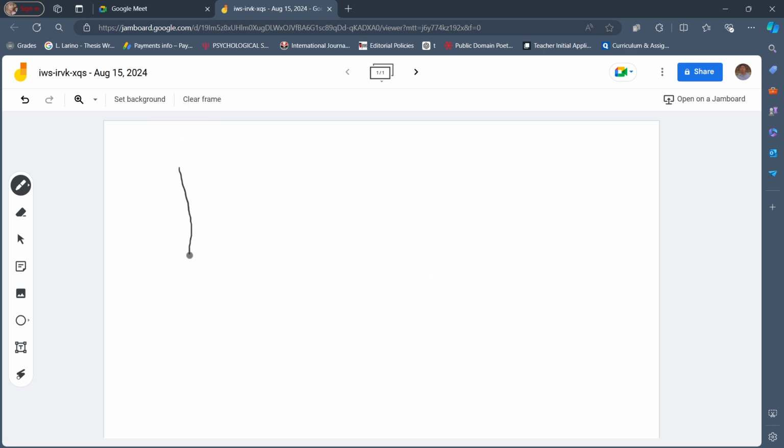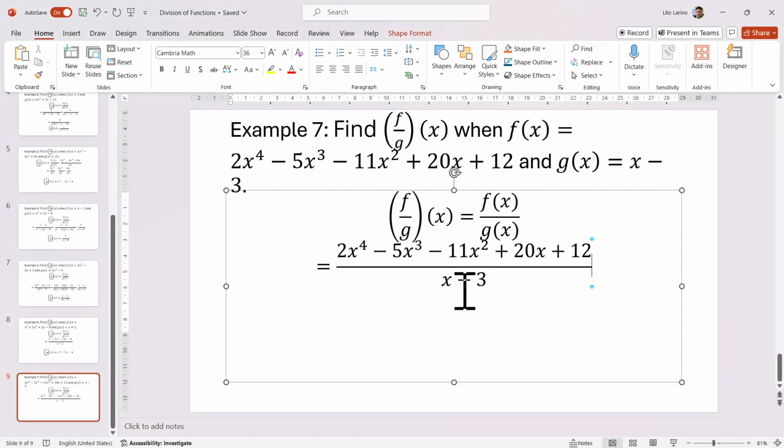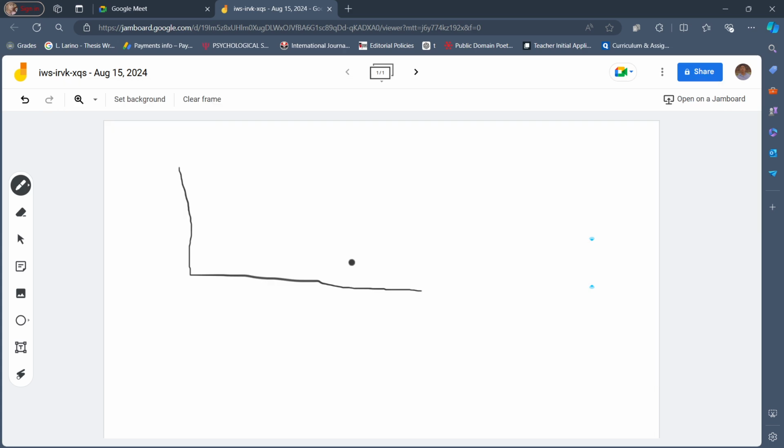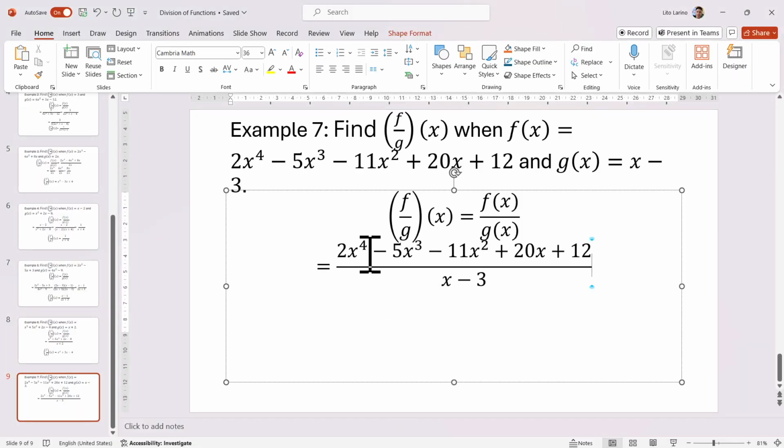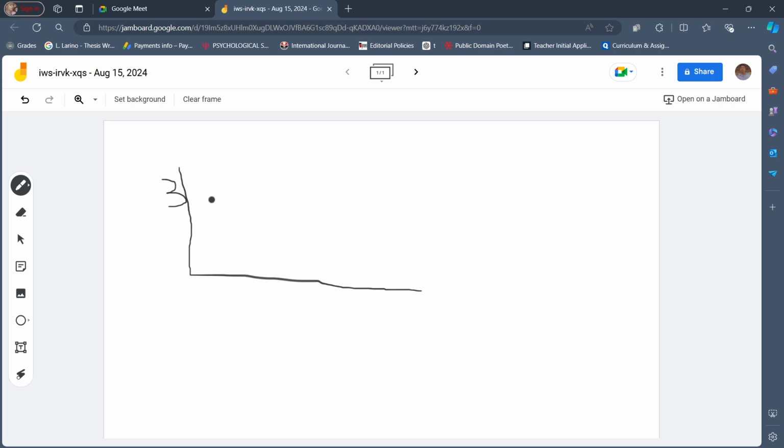In using synthetic division, we need the number here and then the coefficients. x minus 3 equals 0, and then x is equal to 3. The value for x is 3, so we have it here. And then we look for the coefficients. Are the terms complete? Yes: x to the fourth, cube, squared, x, and the constant. The coefficients are 2, negative 5, negative 11, 20, and then the constant, 12.